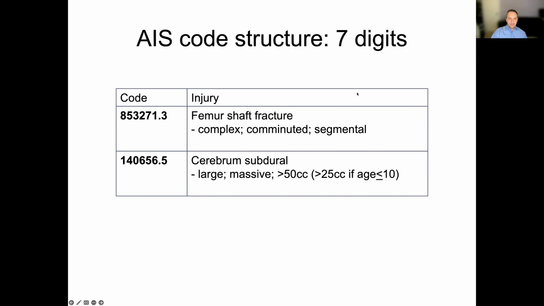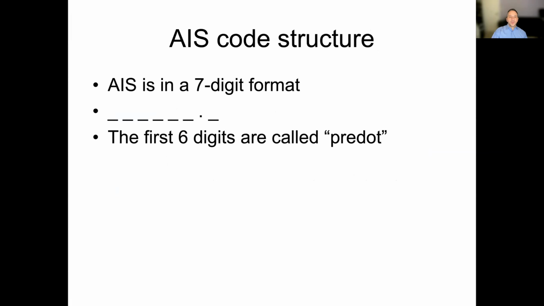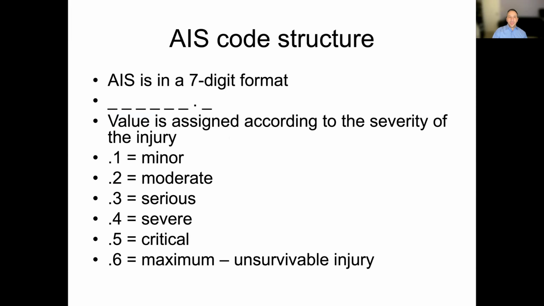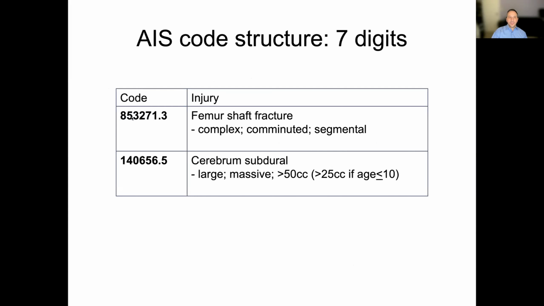Well, what do these codes mean? Well, the first 6 digits are called the pre-dot codes. And then the single digit after the dot is called the post-dot code. And for the pre-dot codes, this corresponds to a body region. So all the head injuries correspond to a body region of 1, which is why you see here this cerebrum subdural, and then this corresponds to an extremity body region.